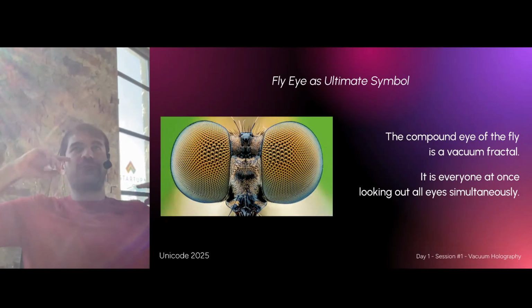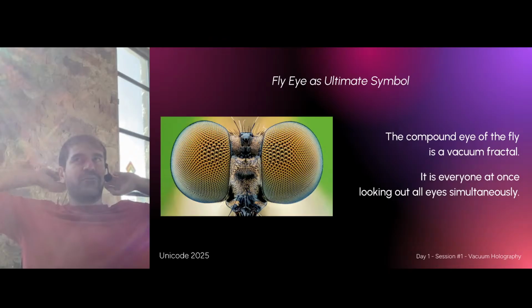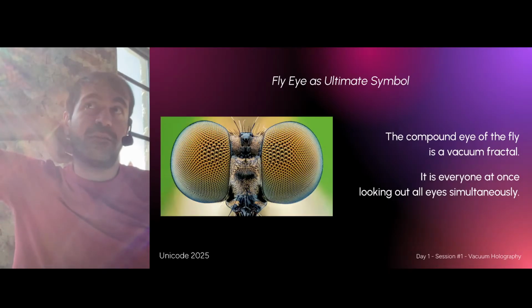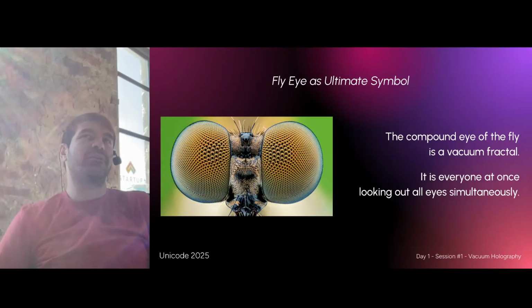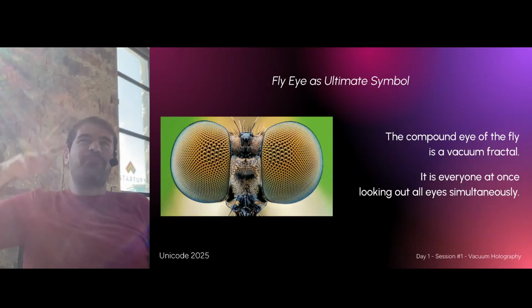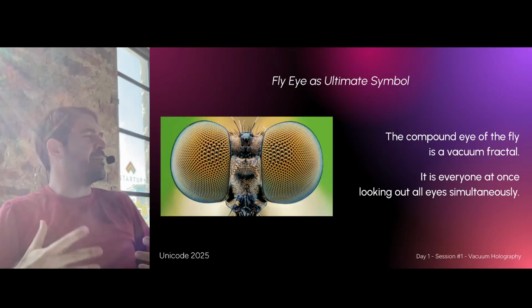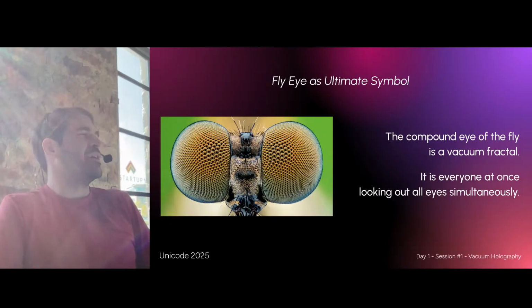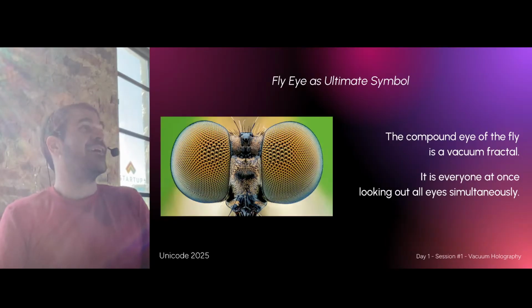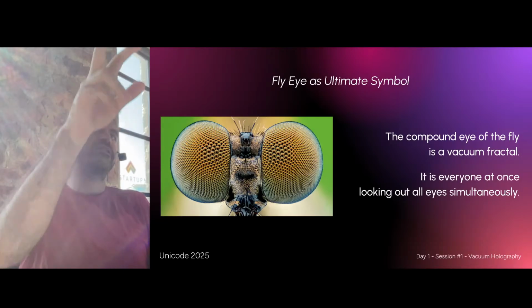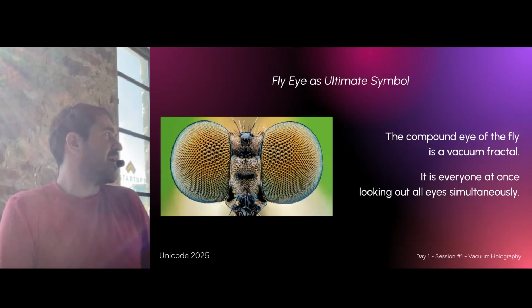So now here's our fly eye. This is the compound eye of the fly, and it's a vacuum fractal. It is everyone at once looking out all eyes simultaneously. A lot of people stress out about insects, and I think one of the reasons why is because the compound eye of some of these insects is a direct reflection of the holographic vacuum, of being an entangled singularity. Every single one of those little light cones is an observer portal.